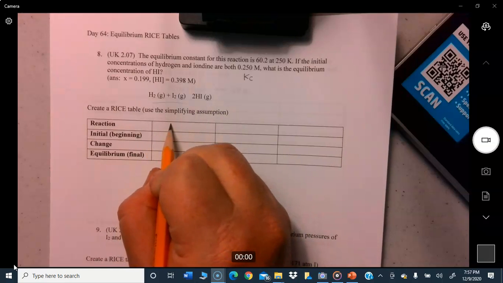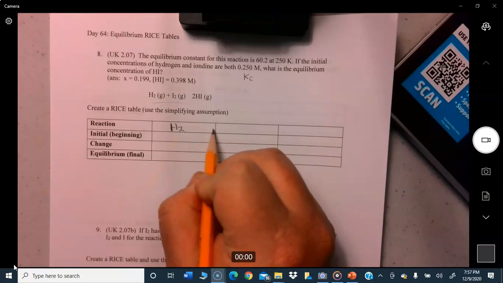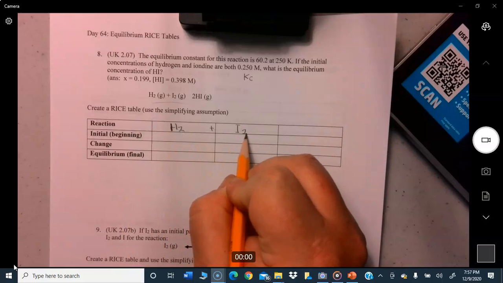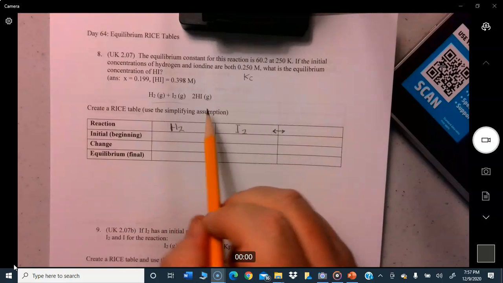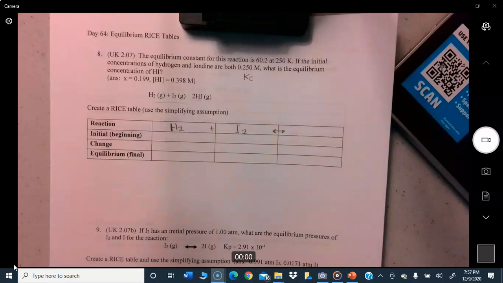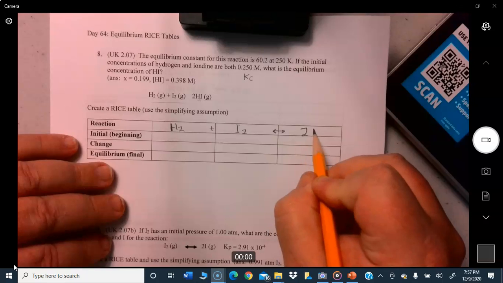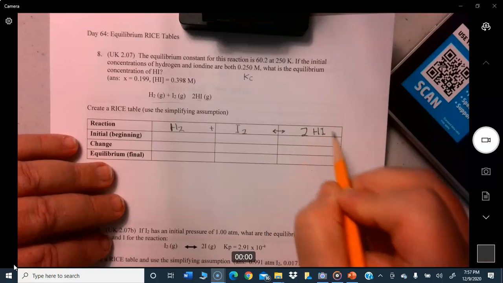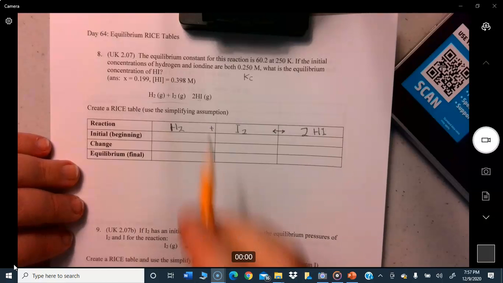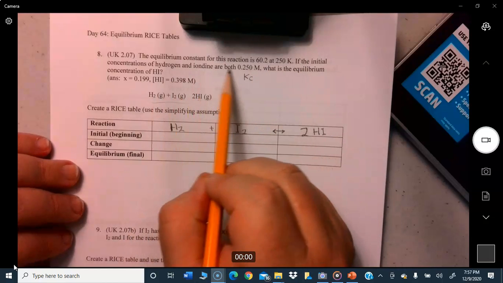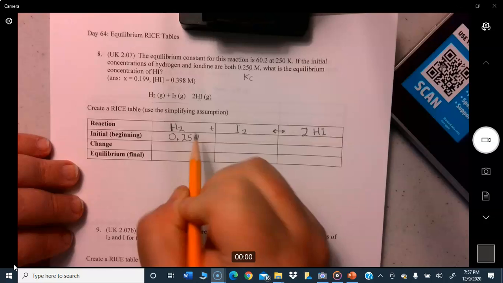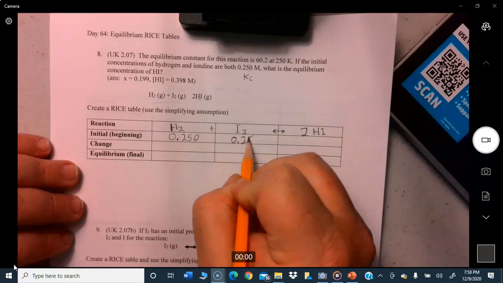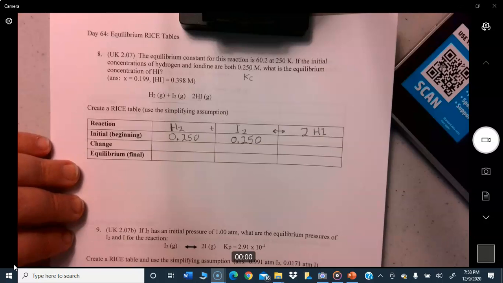Okay, so there's your reaction. So go ahead and write it. You've seen this reaction a lot before. And as you're going to learn in the next lesson, this is hydroiodic acid. It's a strong acid. Okay, there that is. Now the initial, they give us initial concentrations. And there it is, 0.25 for both.